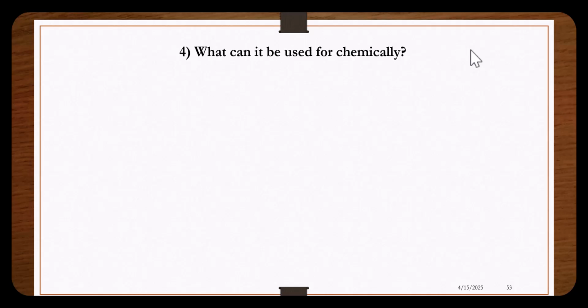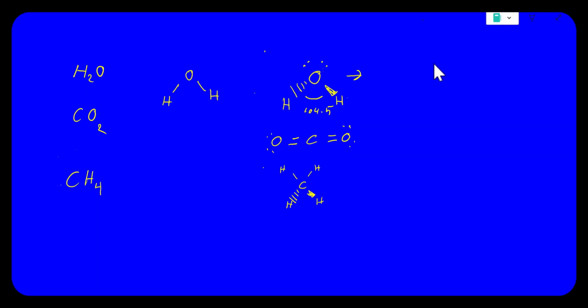Now let's take a look at how the shapes of molecules can be used in chemistry after they're determined. The shape of a molecule and the bond angles that it has can have a very big influence on the stability of the molecule and the reactivity it has with other molecules.